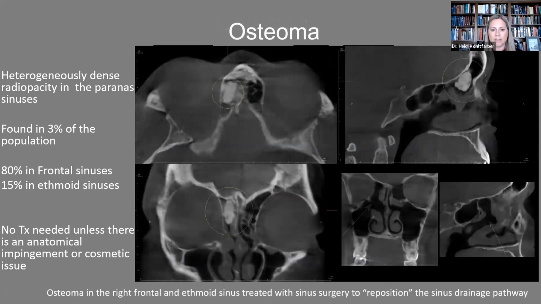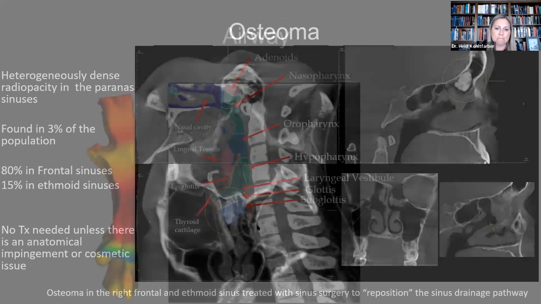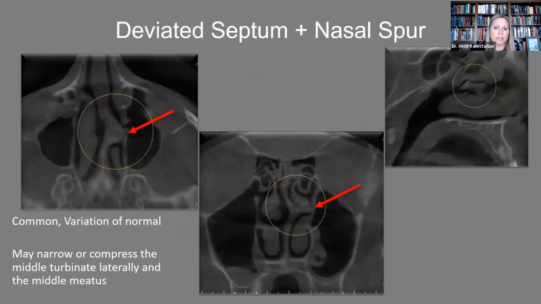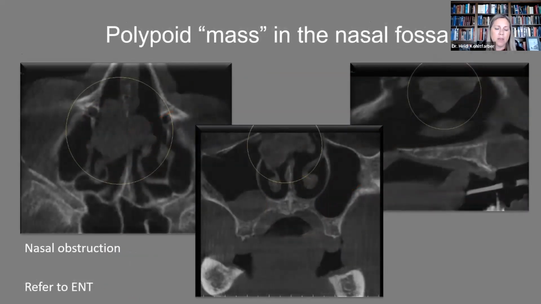All right, so here we see another little one. And then, of course, you can see what removal looks like once they go in and remove them, because sometimes they need to do that. Airway space. We do commonly see our deviated septums and nasal spurs. We might have a polypoid mass. You'd want to refer that to ENT.